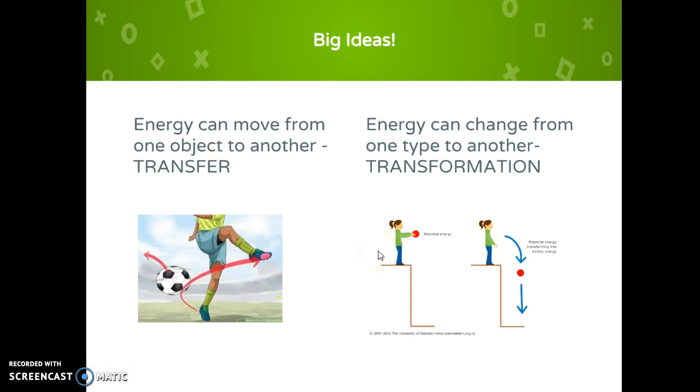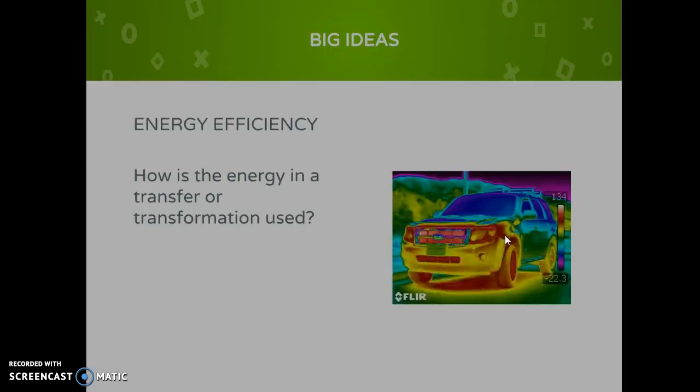A transformation is different. In a transformation, the type of energy changes and the object may or may not change. In this case, the object has potential energy here, and then the object still has some potential energy here, but also has some kinetic energy. So that is a transformation. The energy in the ball that's dropped changes from potential to kinetic.